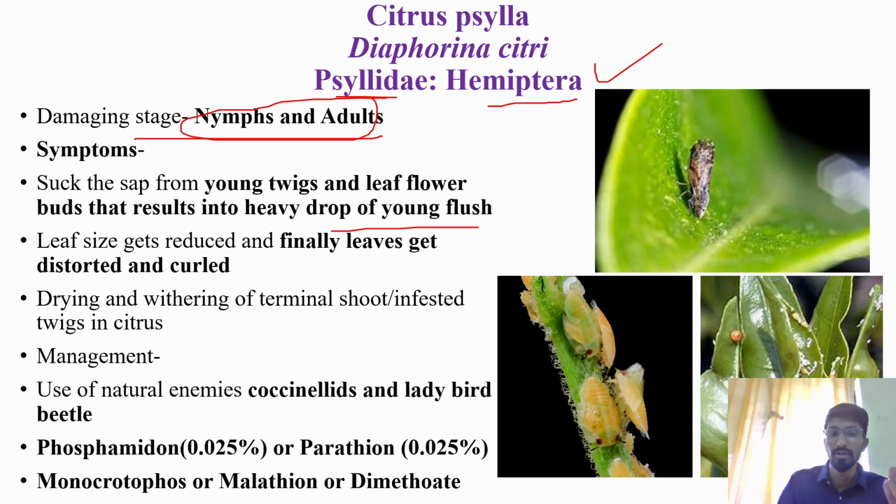Coming to the management, use of natural enemies like coccinellids and ladybird beetles can manage this citrus psylla. And coming to chemical management, phosphamidon or permethrin, or also you can go for monocrotophos or malathion or dimethoate at 1 ml per liter of water can manage this citrus psylla, which is Diaphorina citri.